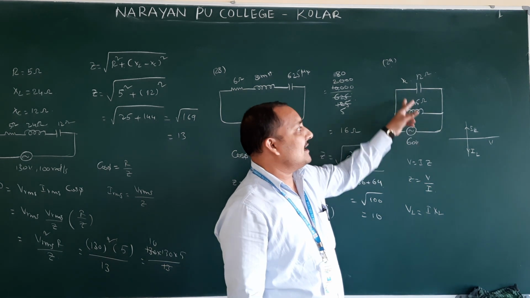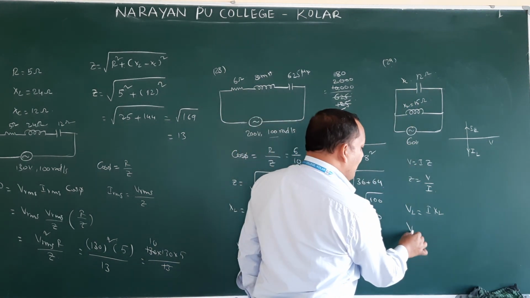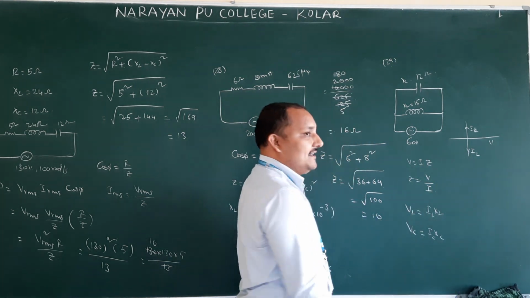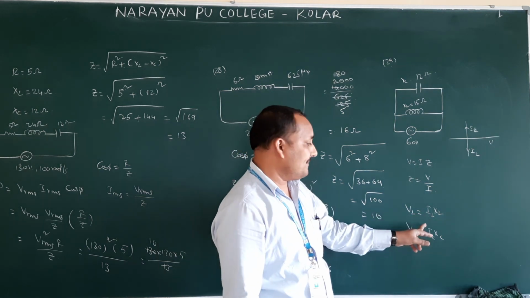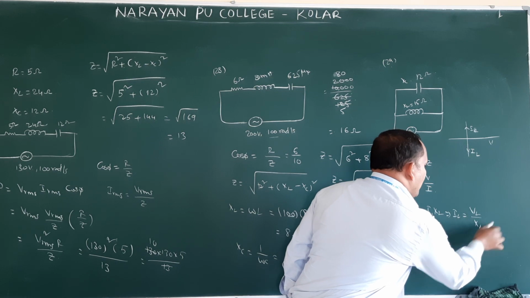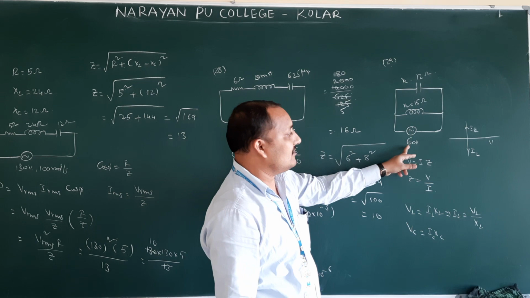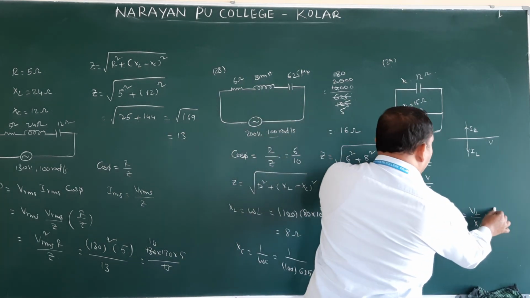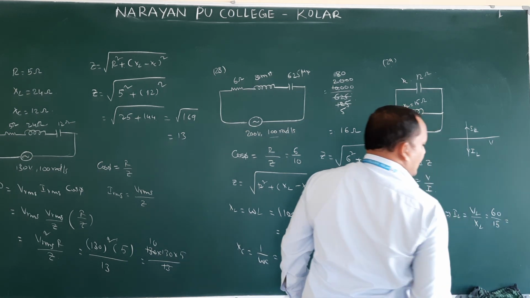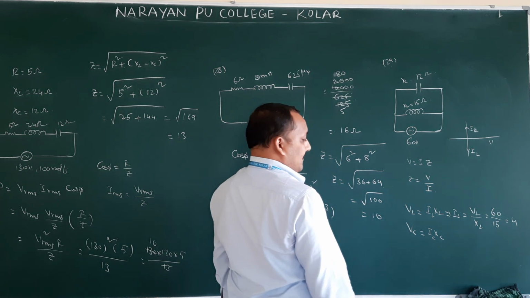How are these two connected? Parallel. Parallel means what is same? Voltage is the same. Therefore, the voltage across the inductor and the voltage across the capacitor will both be the same. IL, IC, this is just for our convenience. Now IL is equal to VL by XL. What is VL? Voltage across the inductor is 60. Voltage across the capacitor is also 60. So 60 by XL value, which is 15, is 4 amperes.